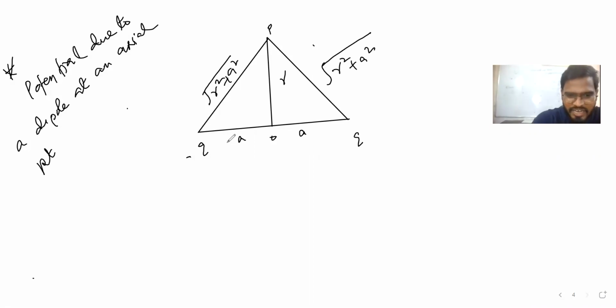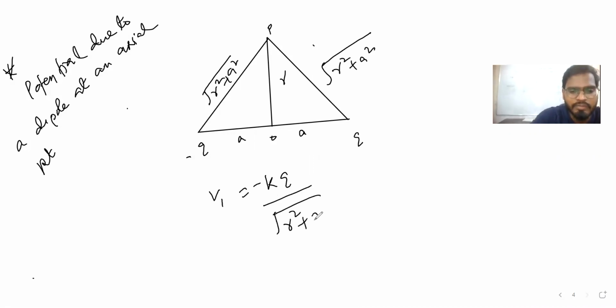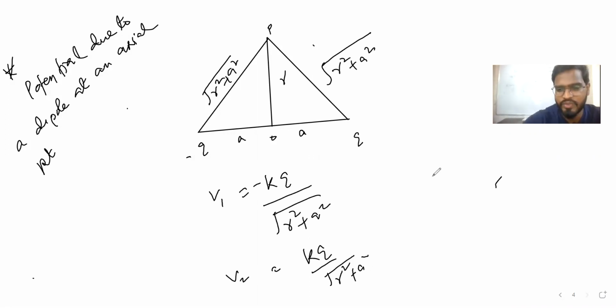Okay, let's try first. Due to the minus Q charge, V1 is minus KQ by root under R square plus A square. V2 is going to be what? KQ by root under R square plus A square. Very good. Net potential, guys, if you will see, is V1 plus V2.